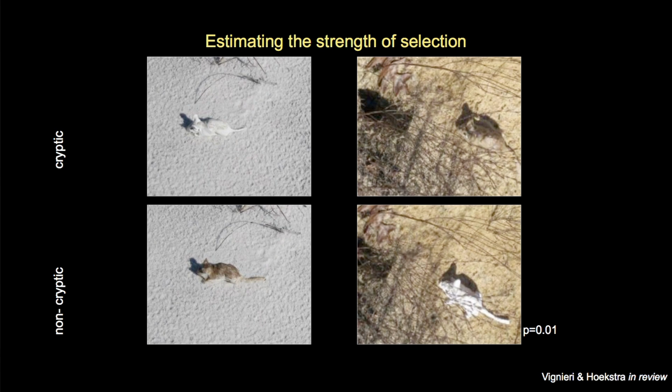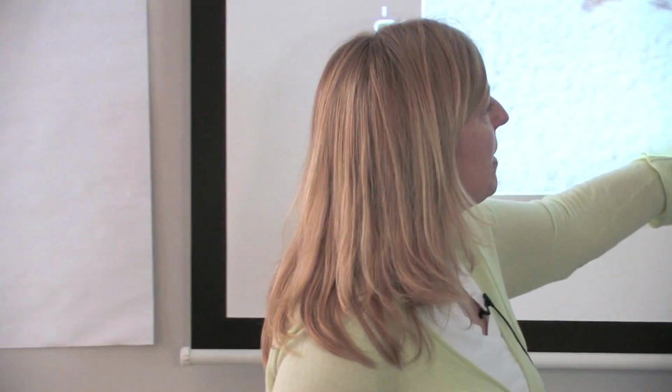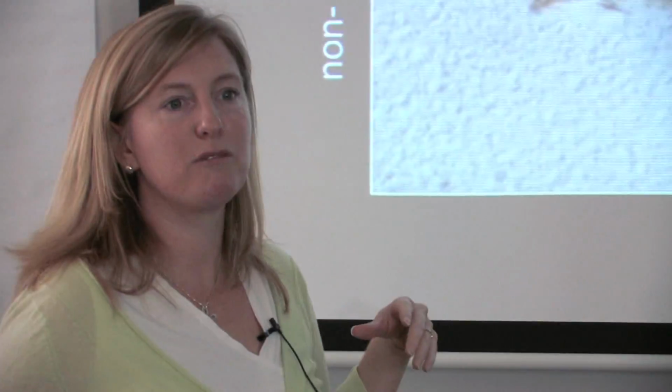And so we went out to sites where we knew light-colored mice live and dark-colored mice live, and we knew that we were surveying their natural predators. And so here are the results of that experiment. If you just look at the top panel, those are our cryptic mice, so light mice on their light soil and dark mice on their dark soil. And then here are the non-cryptic or mismatched mice. And then what these bars are telling you is the proportion of predation.